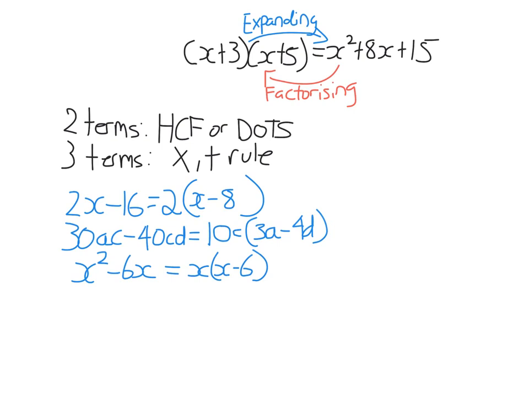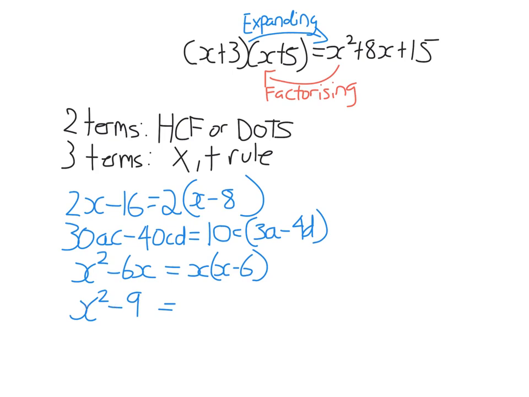Sometimes you need to use difference of two squares. So if I have something like x squared minus 9, this term here and this term here don't have a common factor. I can't use the highest common factor method. Instead, I need to use difference of two squares. So how do I know that? Well, this is a perfect square. 9 is a perfect square. It's 3 squared. I have a square minus a square.